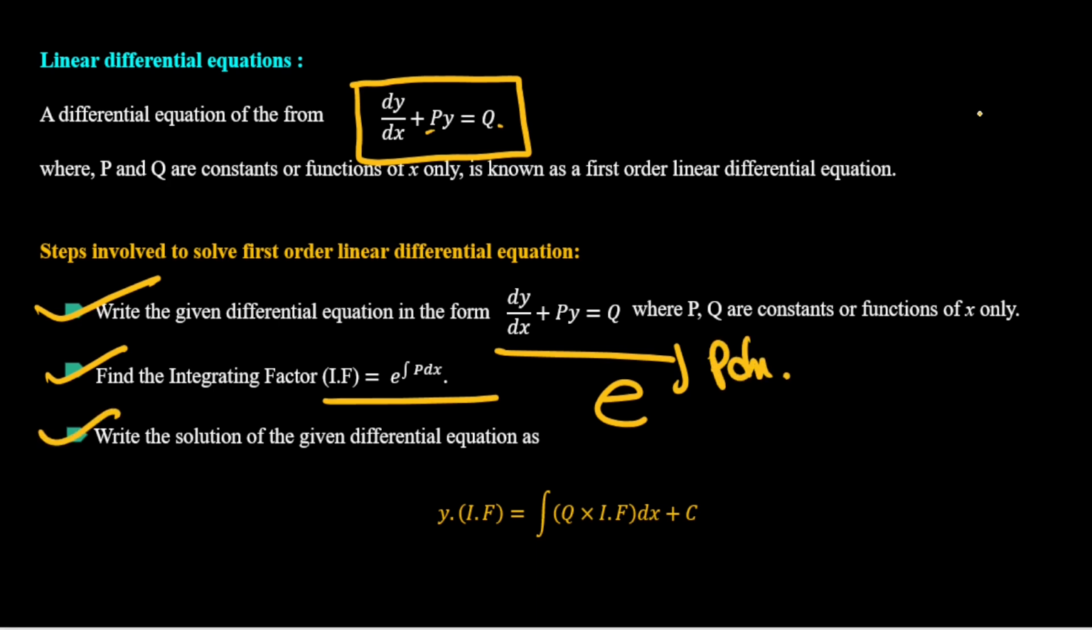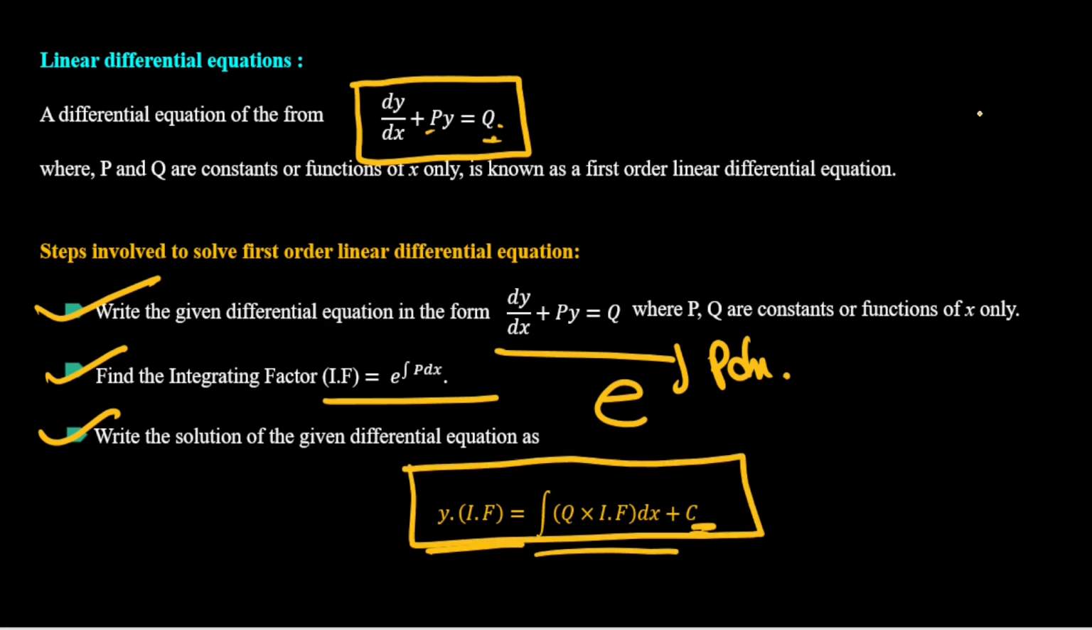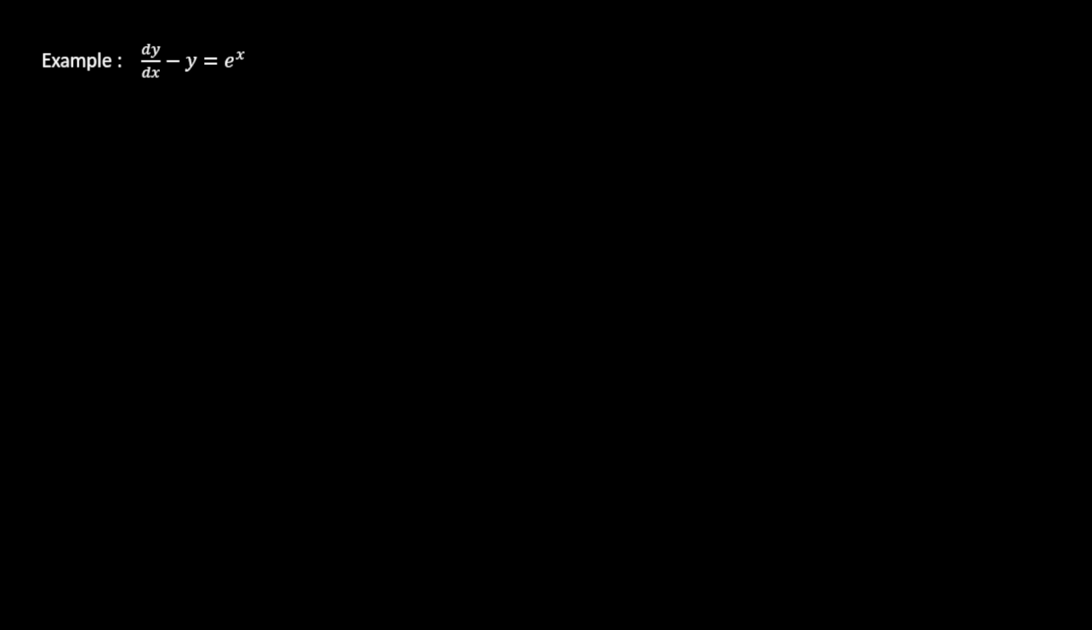The solution of the differential equation is in this form: y into integrating factor is equal to integration of q terms into integrating factor into dx plus some integration constant. This is the final solution of this differential equation. Let's understand this method by solving an example step by step.